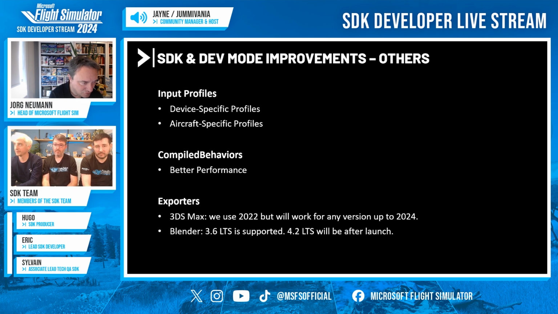Regarding Blender, 3.6 LTS is supported, and our tech artist, Yasmin, has made a lot of effort lately to make sure this would work, and she added a lot of things that were missing in the Blender add-on and that were in 3ds Max. So we're trying to have feature parity between the two. 4.2 LTS, she'd like to make it available for launch. She's not sure about it, so let's say it will be after launch.